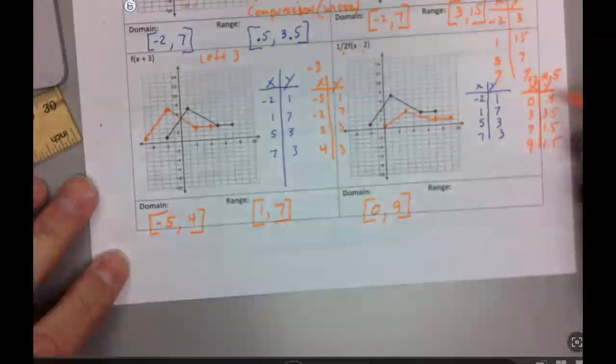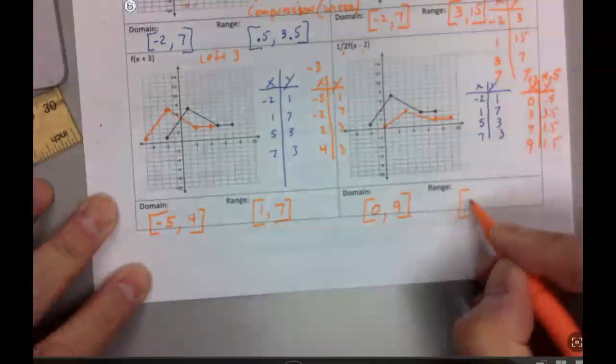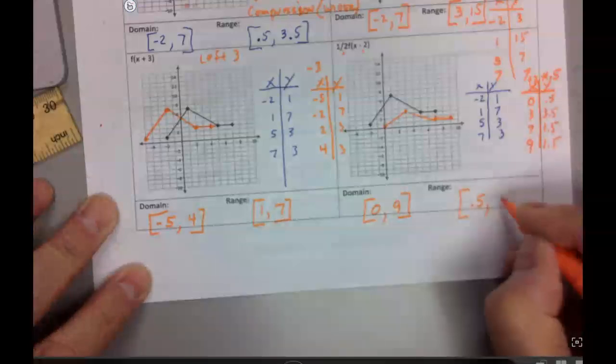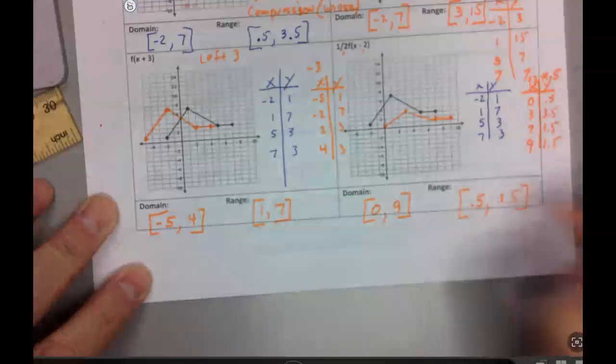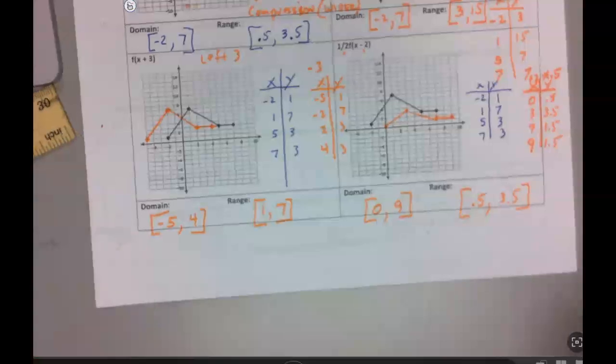Looking at the y, what's the smallest y value? 0.5, is that right? What's the largest? 3.5. Turn the page. I'm going to do one more with you, then we're going to go on. Okay, let's do the bottom corner. This one here, negative x.